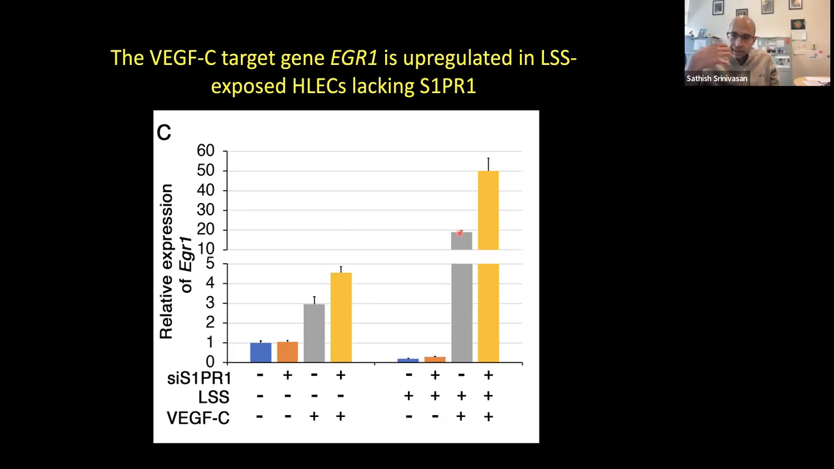That again confirms that laminar shear is able to enhance VEGF-C signaling. And then when we knock down S1PR1 and do this experiment, there is at least a 2-fold increase again in the expression of EGR1, again confirming that the absence of S1PR1 is able to enhance the MAP kinase pathway, or VEGF-C signaling pathway, in those cells.